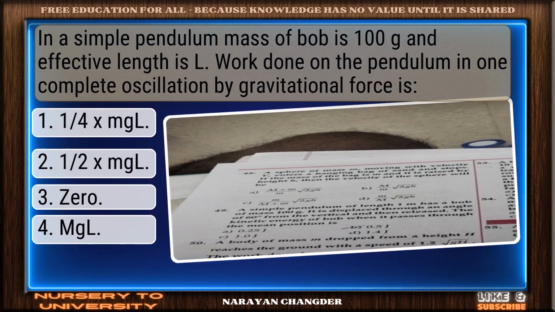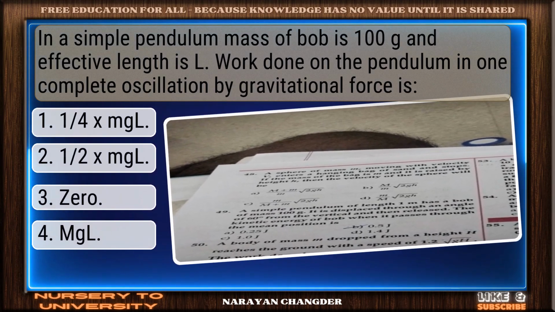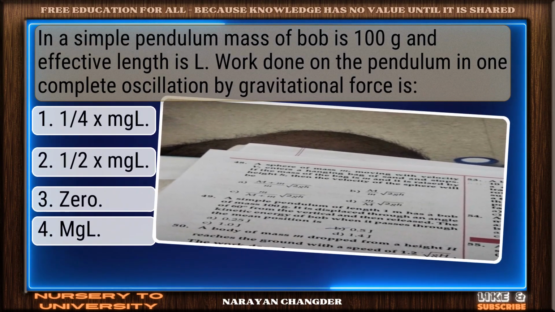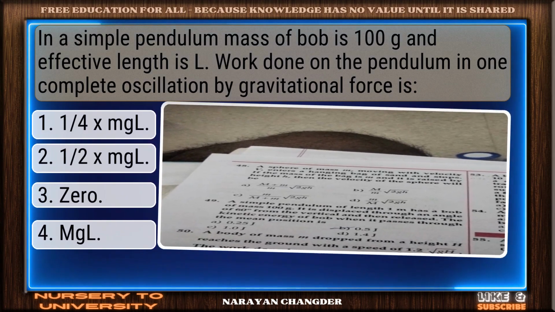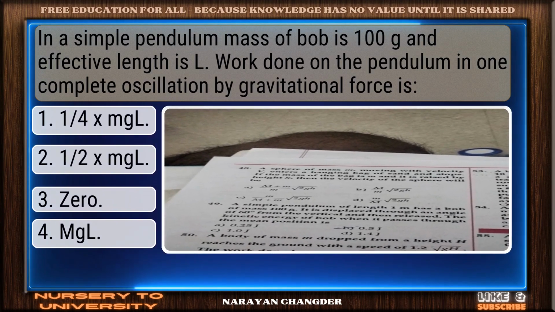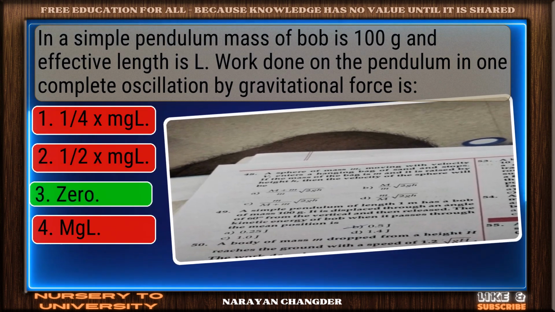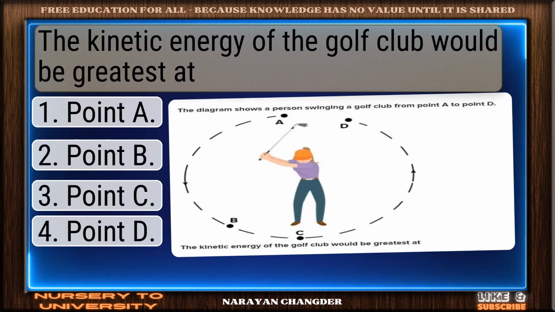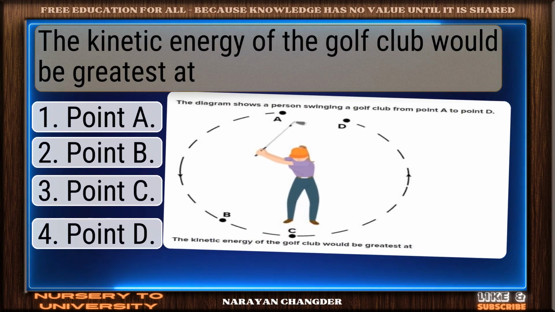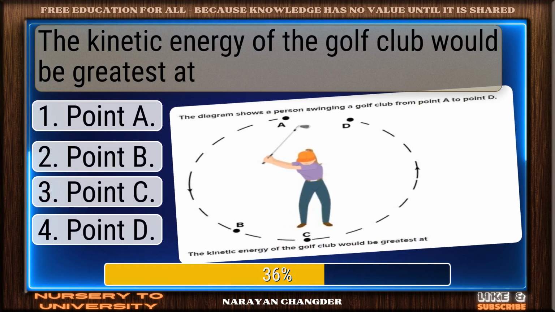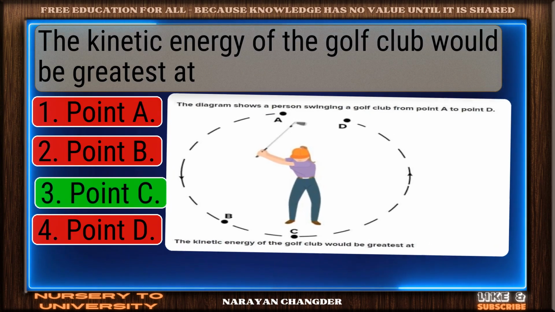Question number 8. In a simple pendulum, the mass of the bob is 100 g and the effective length is L. Work done on the pendulum in one complete oscillation by gravitational force is. You chose 0, and it is correct. Question number 9. The kinetic energy of the golf club would be greatest at. Correct. Point C is the right answer.